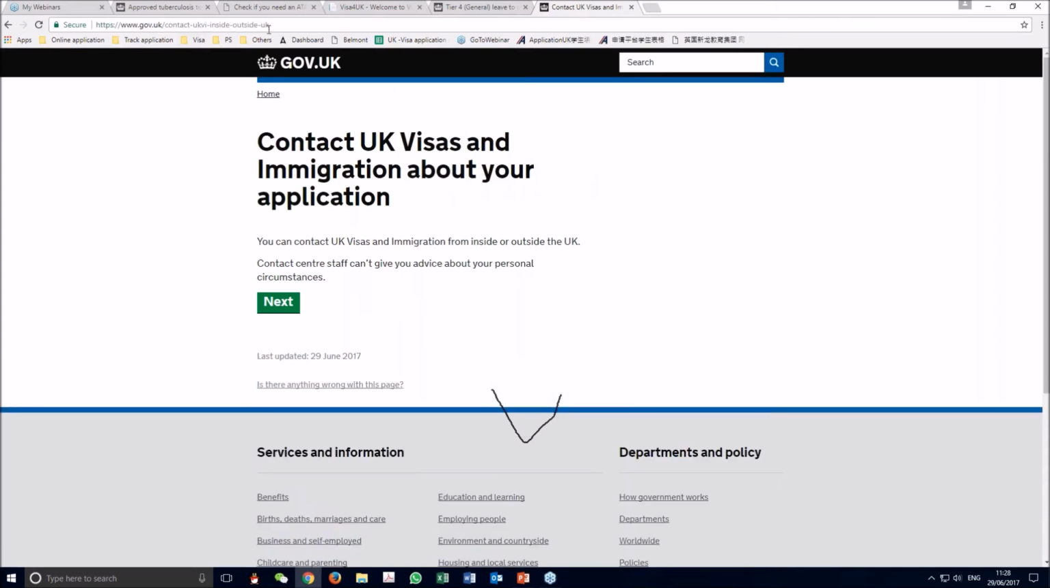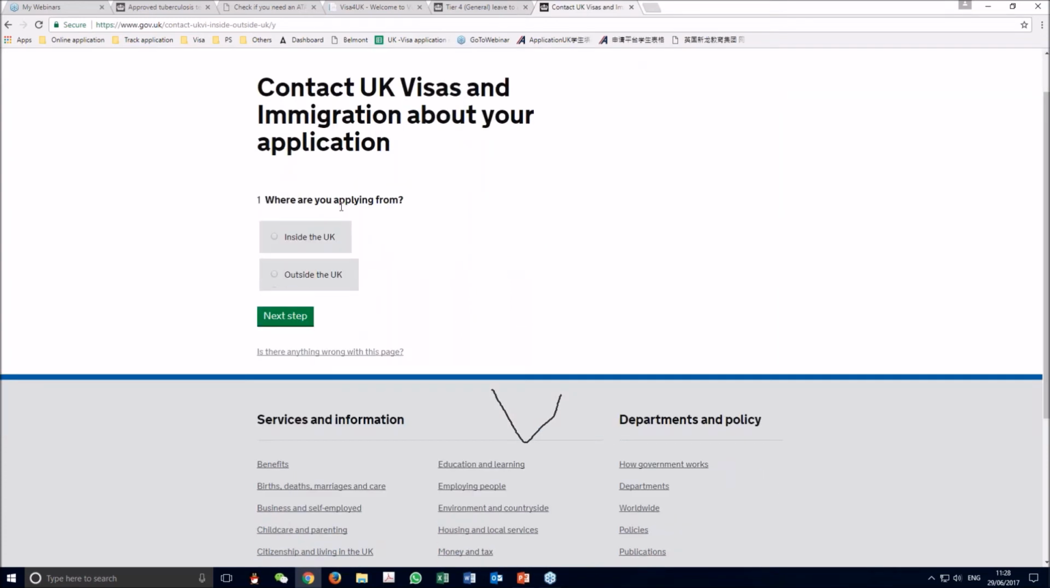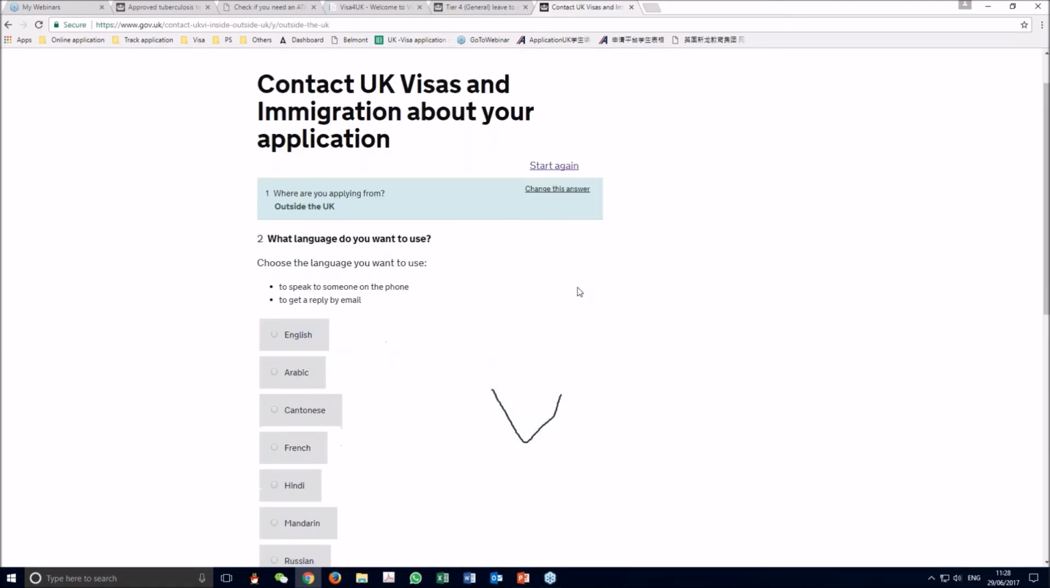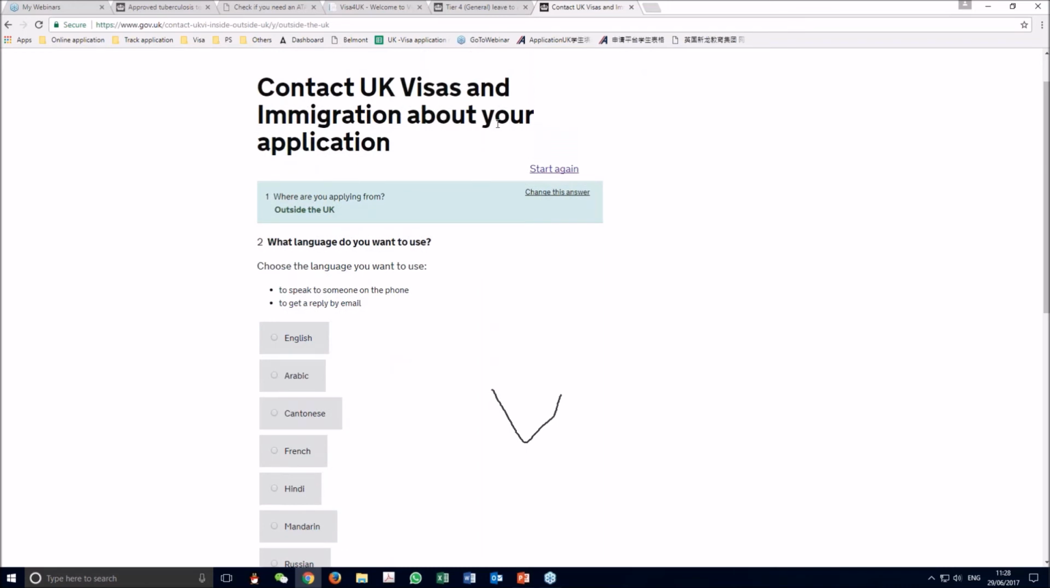But if you can't find the URL, don't worry, you can always Google. Google "contact UKVI from outside of the UK" and it will always give you the best link. Okay, then next, where are you applying from? Let's choose outside of the UK. Next step, contact UKVI Immigration about your application.